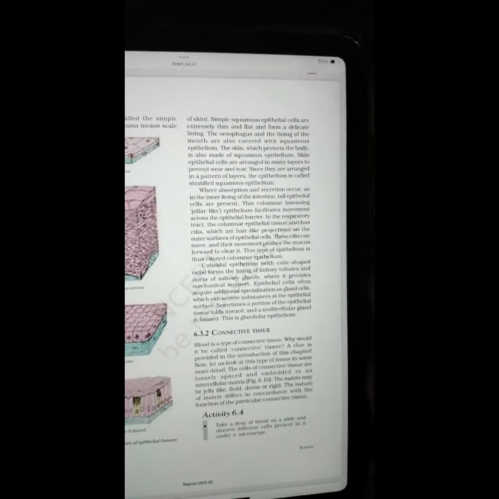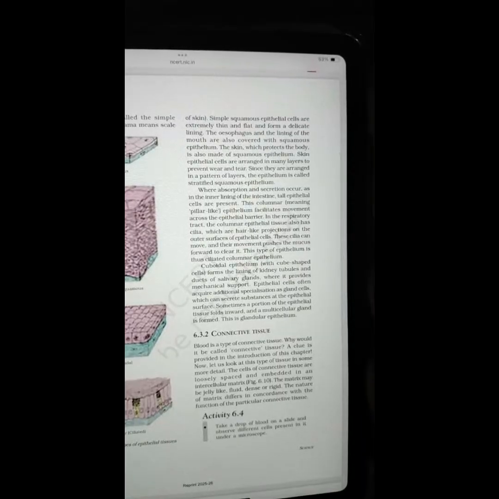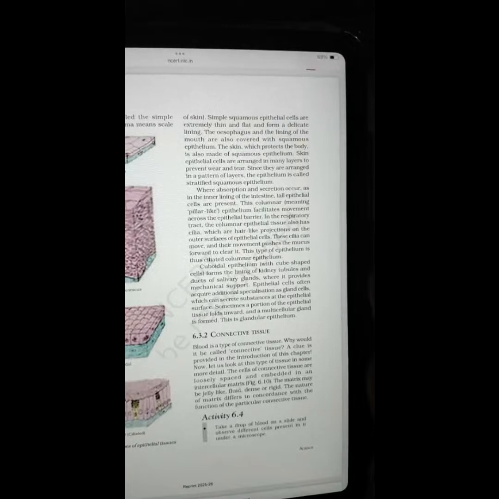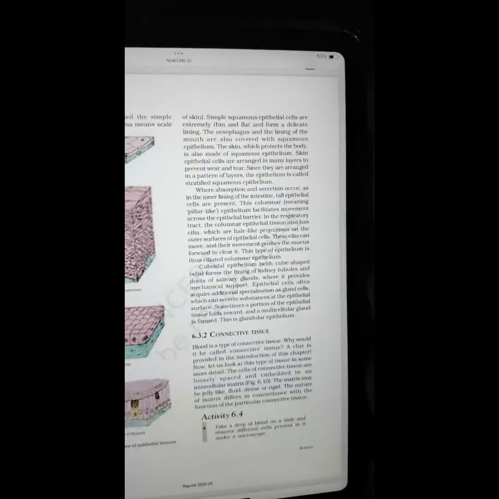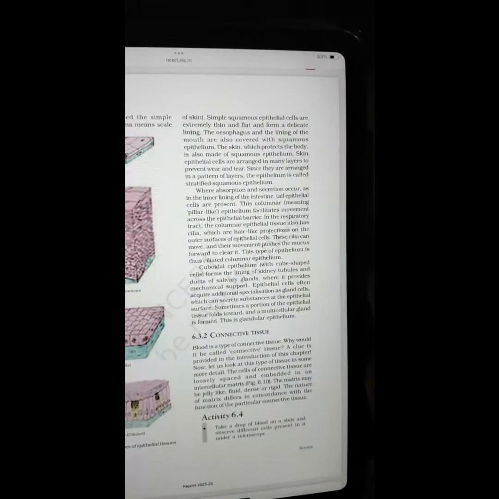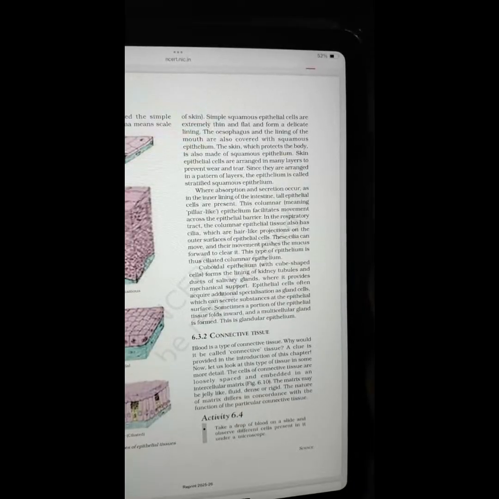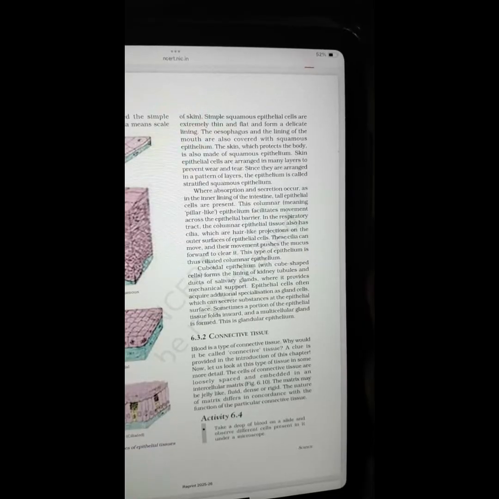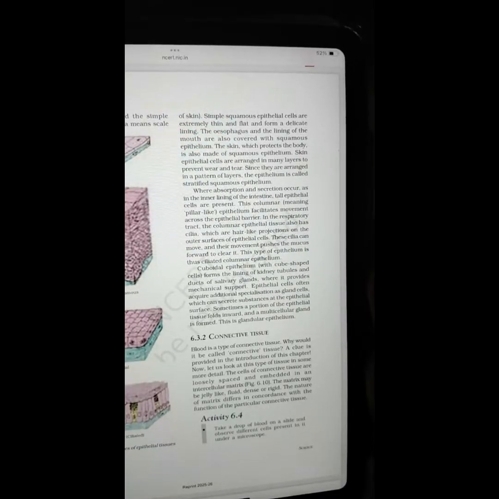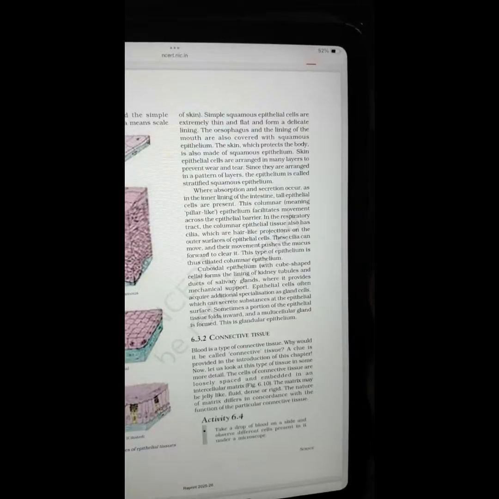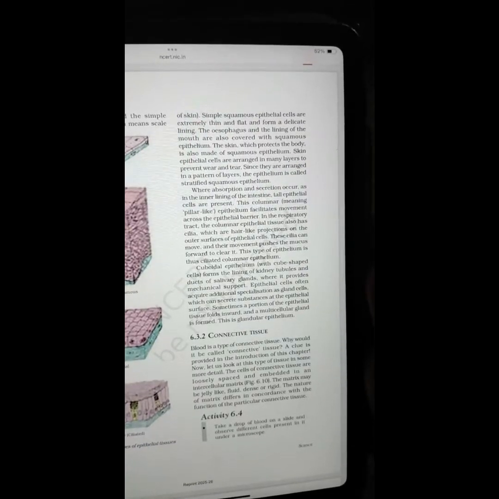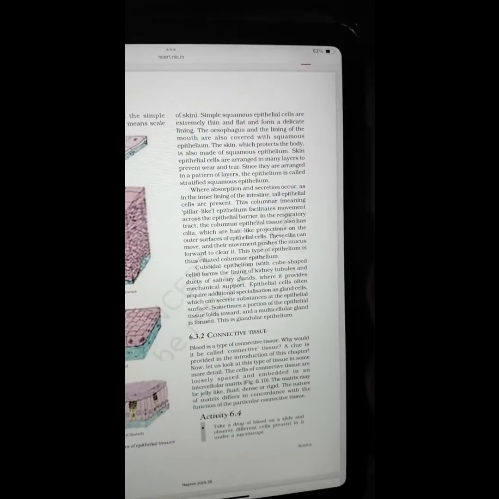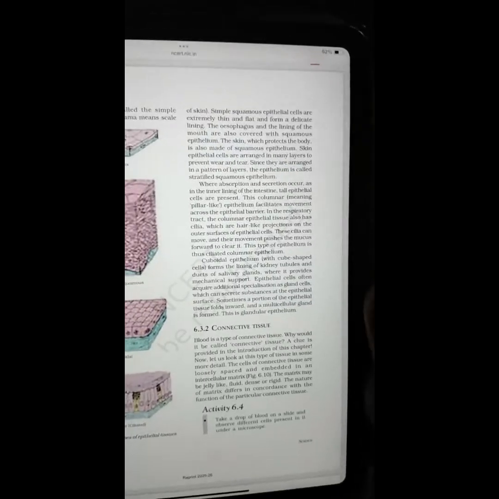Skin. Similar squamous epithelial cells are extremely thin and flat and form a delicate lining. The esophagus and the lining of the mouth are also covered with the squamous epithelium. The skin which protects the body is also made of squamous epithelium. Skin epithelial cells are arranged in many layers to prevent wear and tear. Since they are arranged in a pattern of layers, the epithelium is also known as the stratified squamous epithelium.